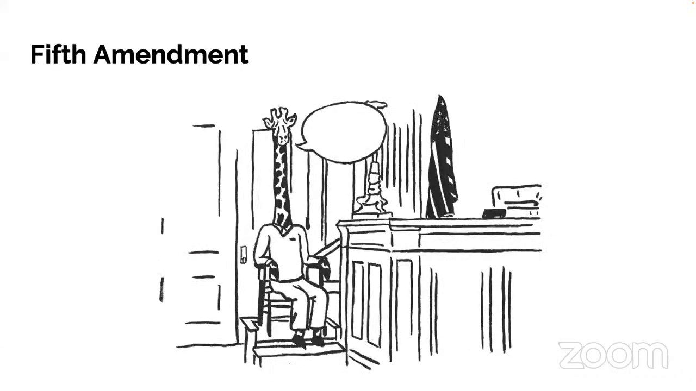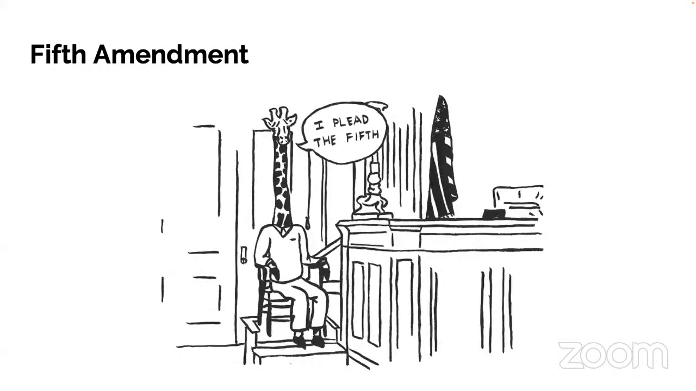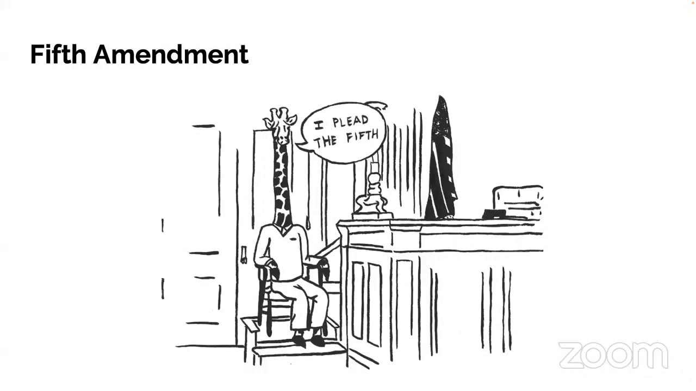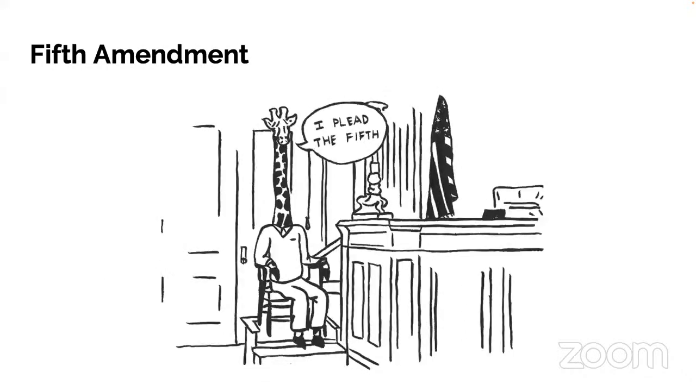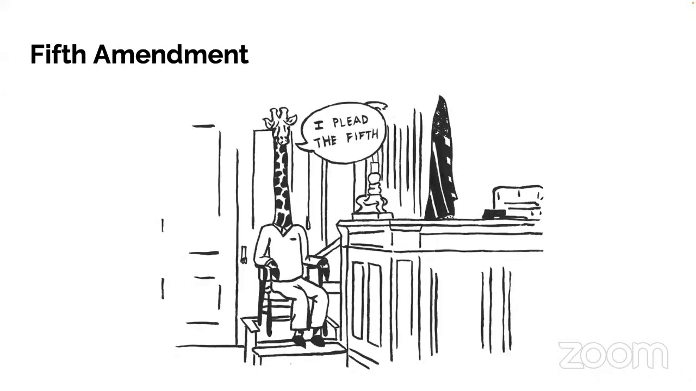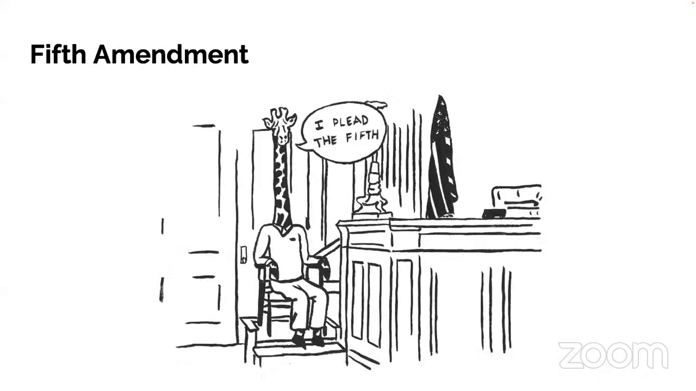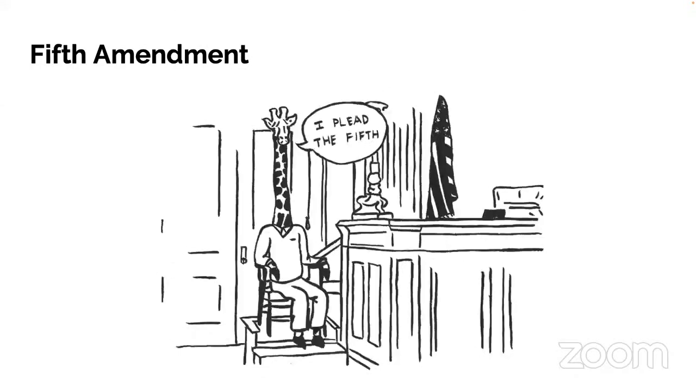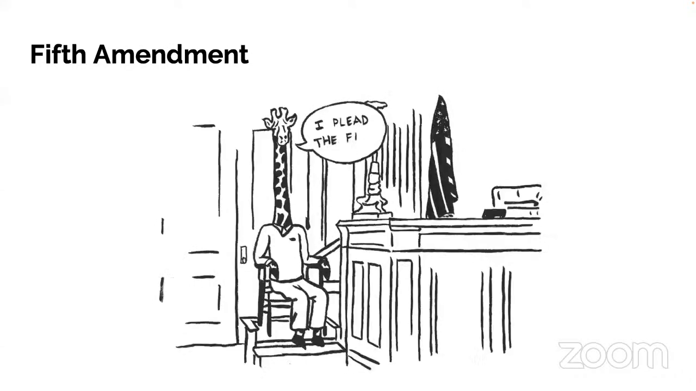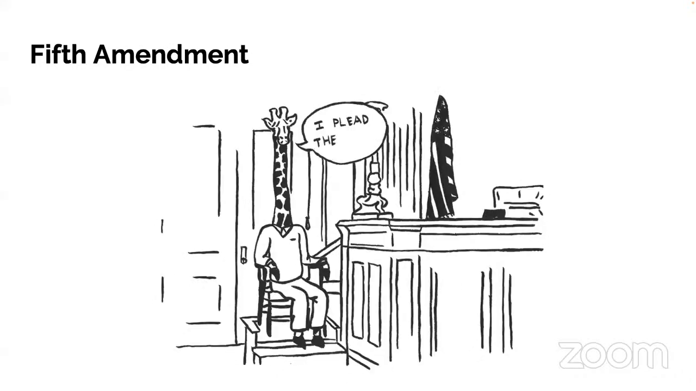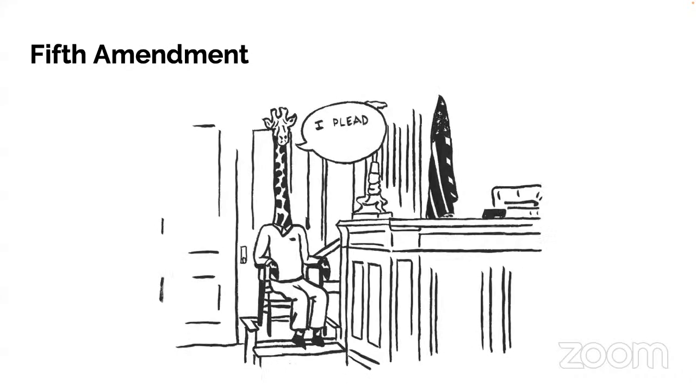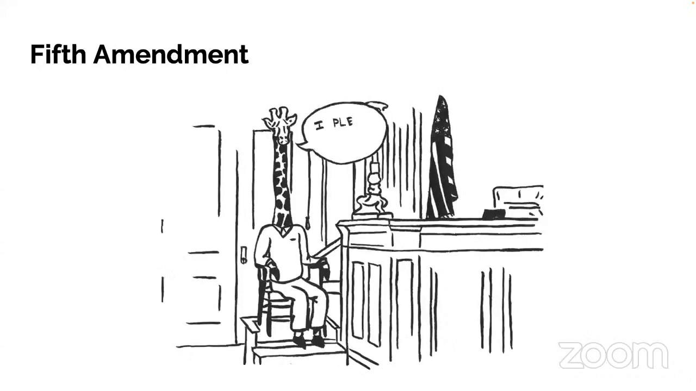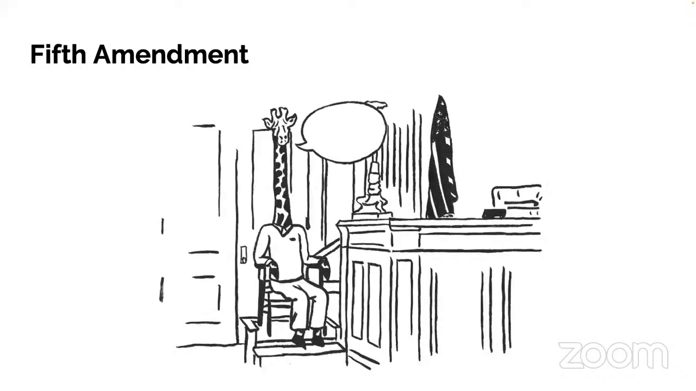Oh, I got one more. Sorry. Sixth Amendment. The Sixth Amendment reads, in all criminal prosecutions, the accused shall enjoy the right to a speedy and public trial by impartial jury, the state and district wherein the crime shall be committed, which district shall have been previously ascertained by law, and to be informed of the nature and the cause of the accusation, to be confronted by the witness against them, to have compulsory process for obtaining witness in his favor, and to have assistance of counsel for his defense.